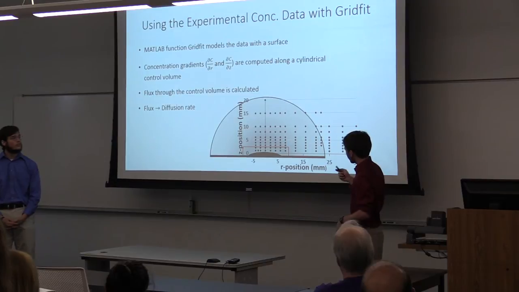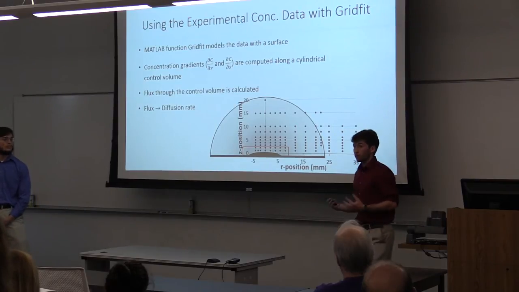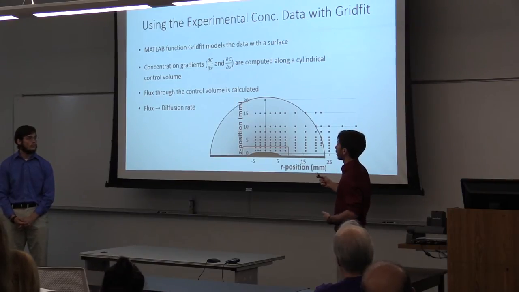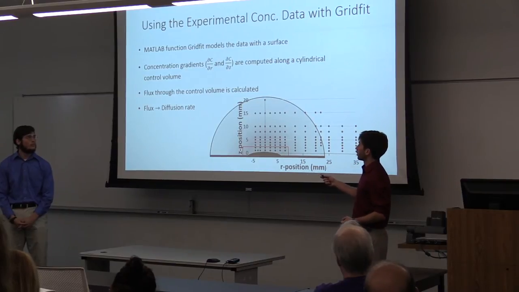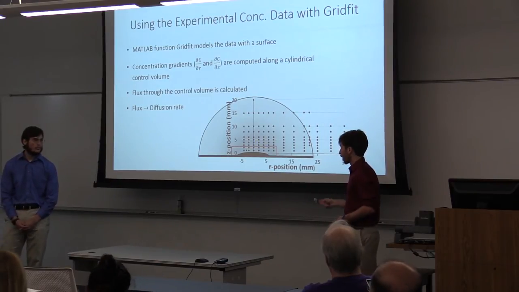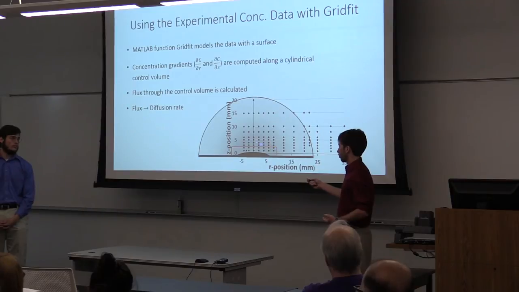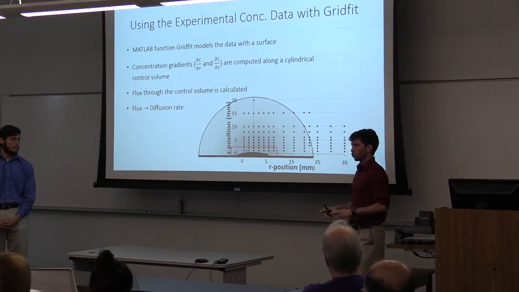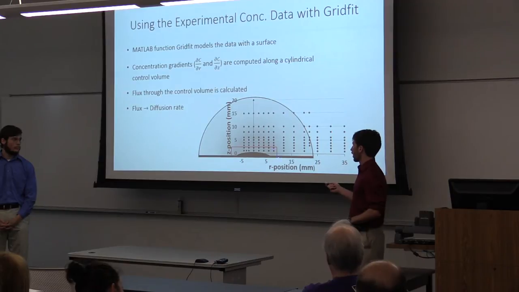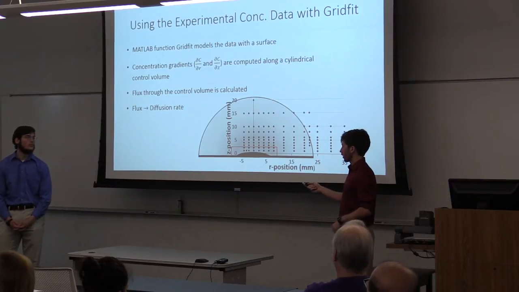So what we do is we take this big data set and use a function in MATLAB called GridFit. It takes the data and fits a surface to it so we can model this data. It uses that surface of this entire data set to calculate concentration gradients. That's dc/dr and dc/dz, the change in concentration in the horizontal r direction and the vertical z direction. What we do with these concentration gradients is we sum them over a control volume. Here in red, we impose this control volume on our data set. We compute the concentration gradients across the surface of it, and then we sum those together to find the flux through this control volume. The flux is analogous to the diffusion rate.